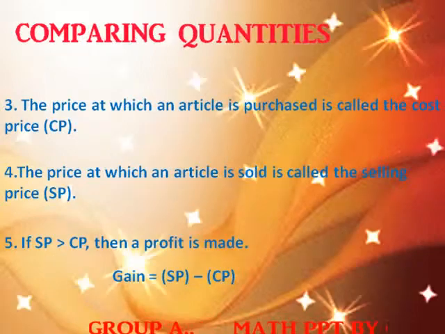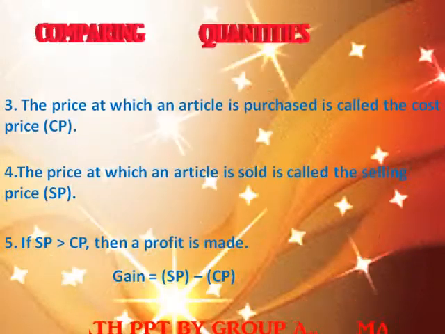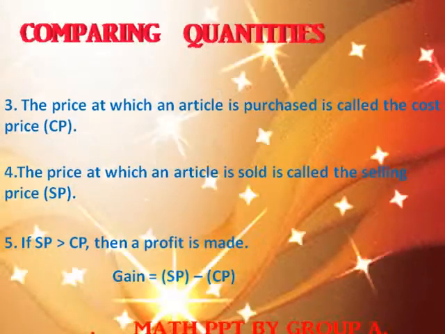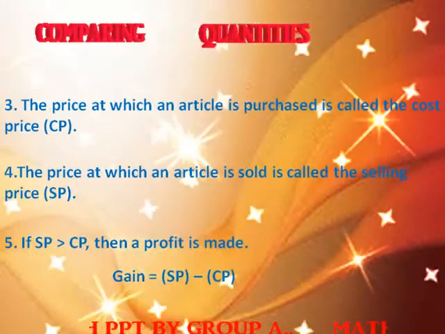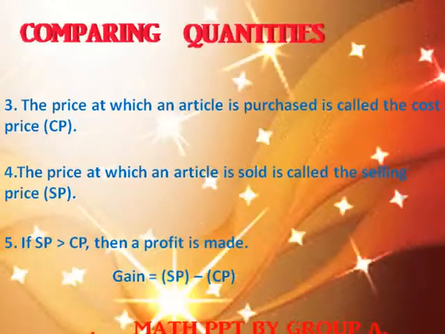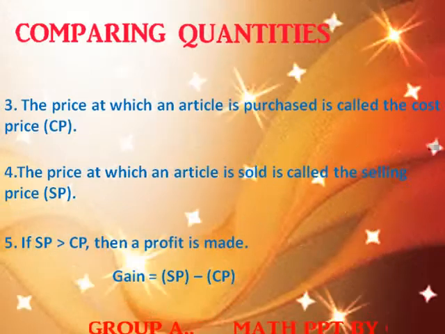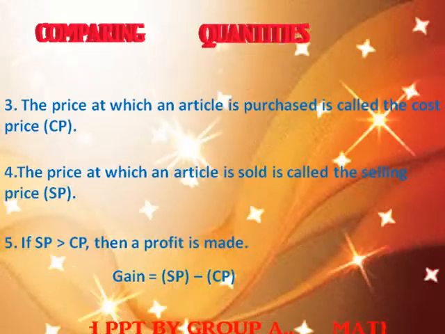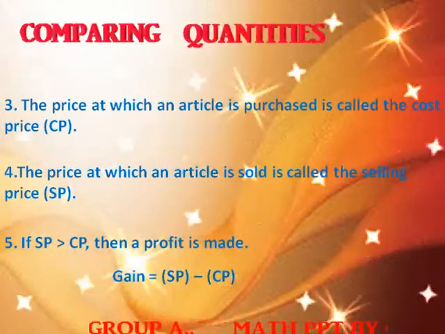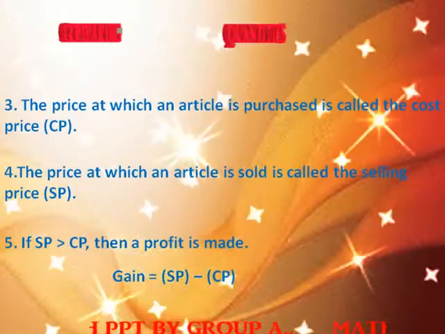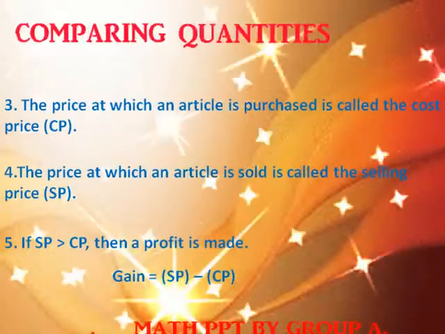3. The price at which an article is purchased is called the cost price, CP. 4. The price at which an article is sold is called the selling price, SP. 5. If SP greater than CP, then a profit is made. Gain equals SP minus CP.